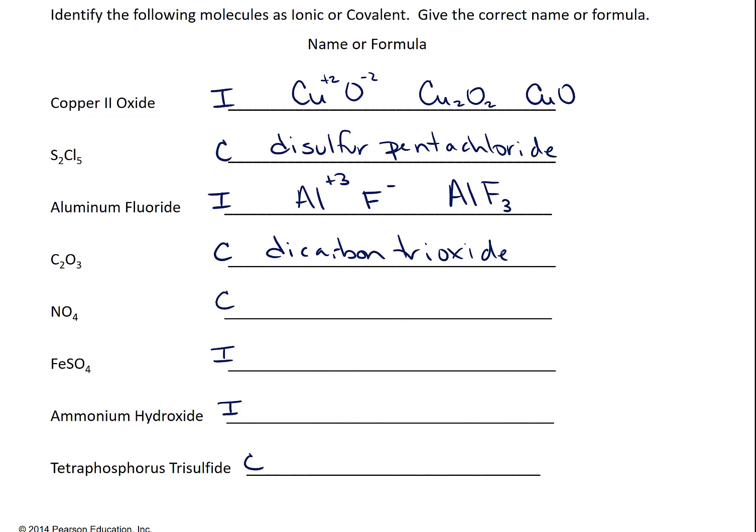N2O4 is covalent, so if you only have one of the first element, you don't have to put mono, you just write its name. So this is nitrogen, it's tetra oxide, so it's tetroxide.